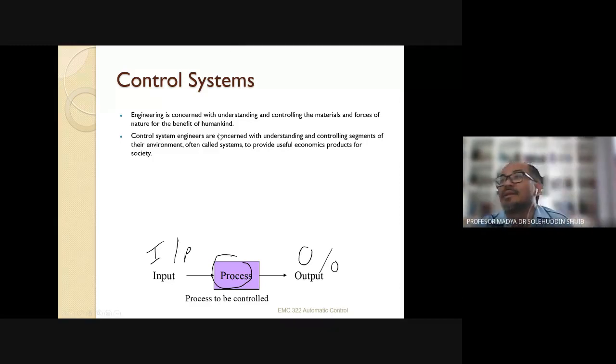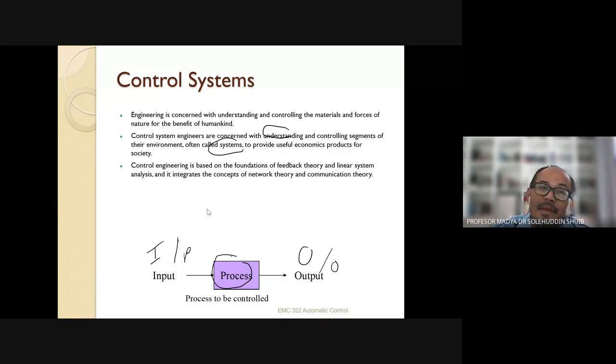So engineering is concerned with understanding and controlling the materials and processes of nature for the benefit of humankind. So what is a control system engineer doing? They are concerned with understanding and controlling a segment of their environment, which is what we often call the system, and it provides a useful economic product for the society.